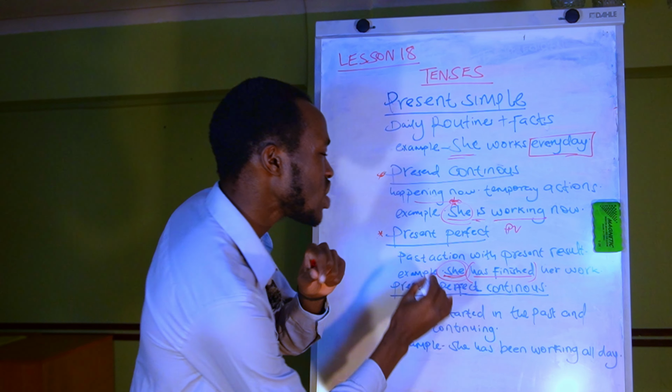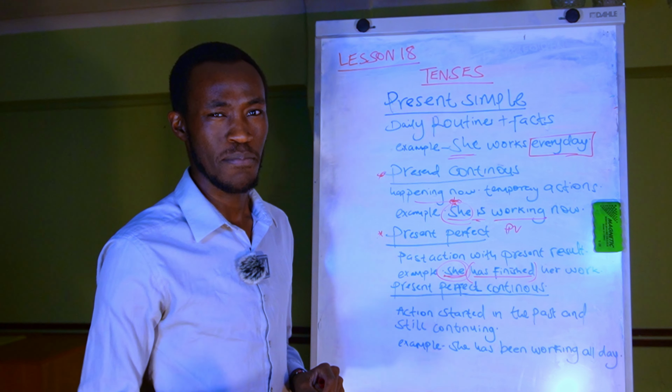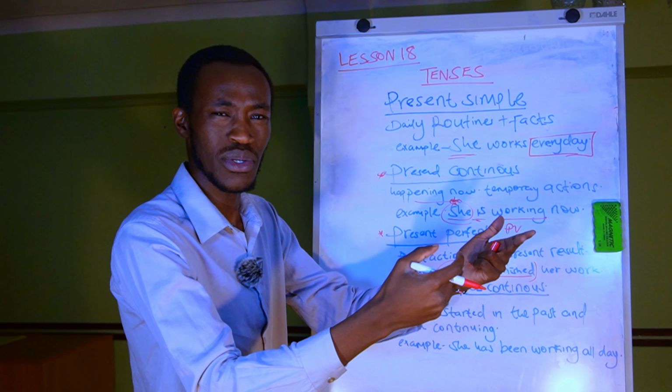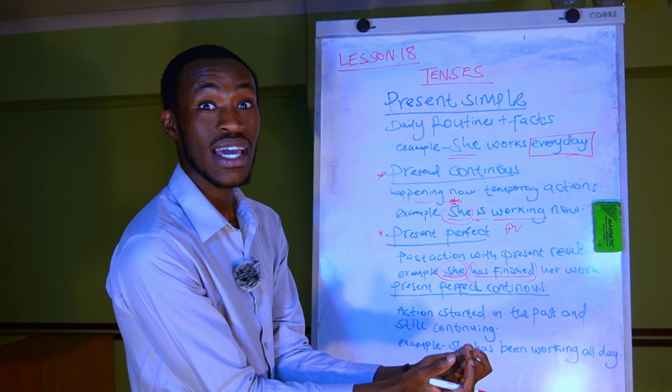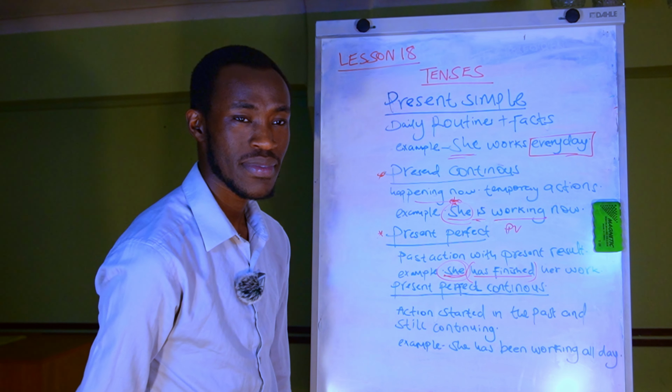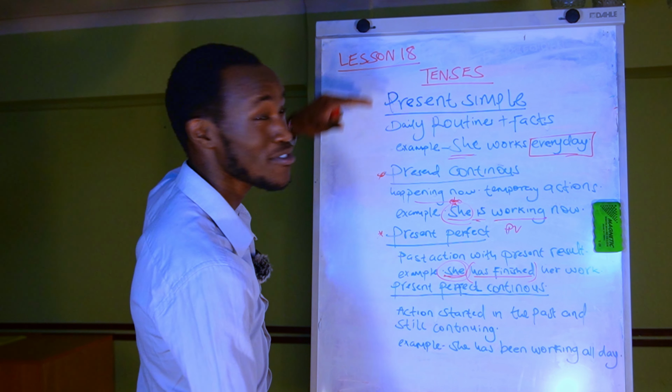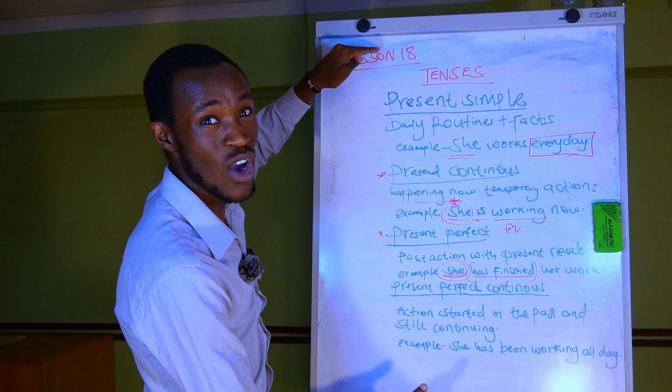Be very keen. She has been watching. Are we together? It is present but perfect. I don't know if you're getting that point. These are the 4 simple tenses of grammar.